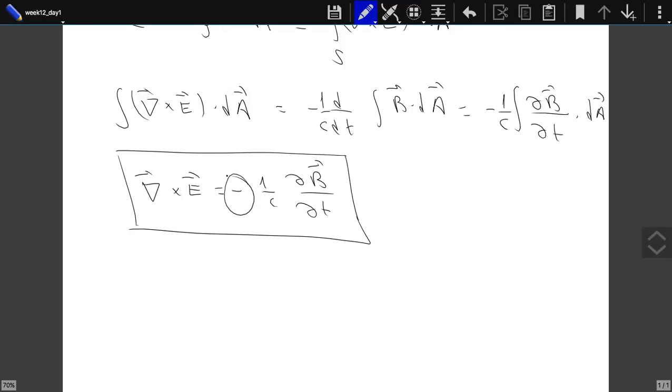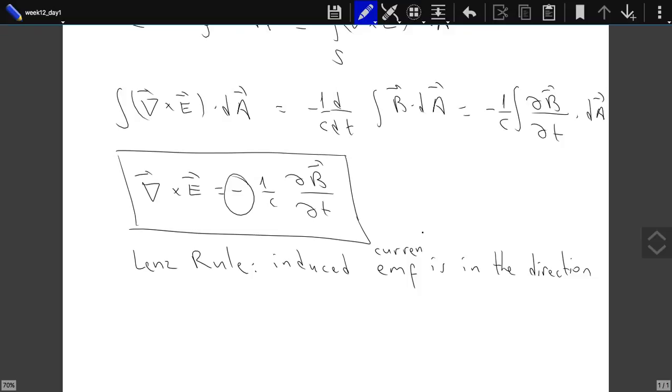Also note this minus sign. It is also called Lenz's rule, or the basis for Lenz's rule, which basically states that the induced EMF, or the induced current if there is a wire, is in the direction which will oppose the change that creates it.